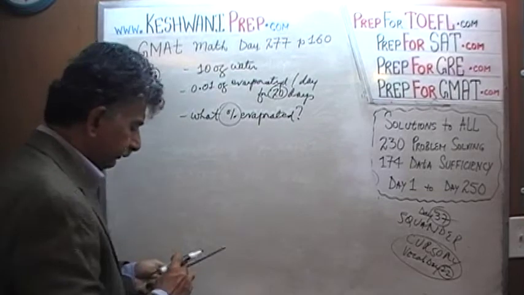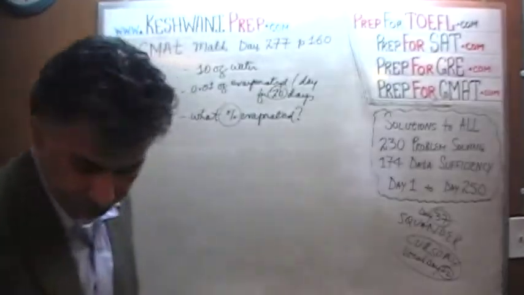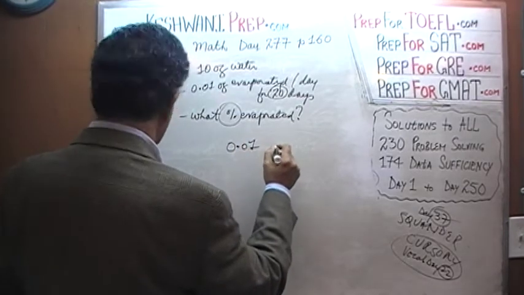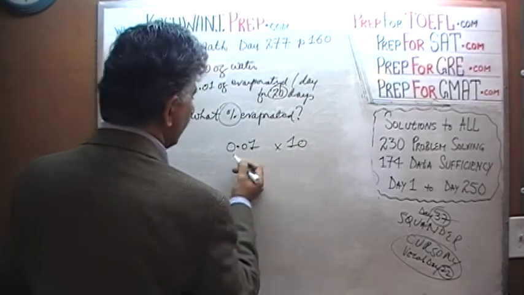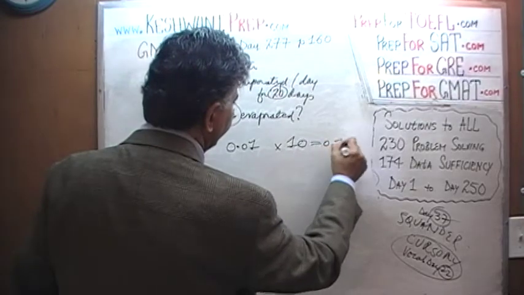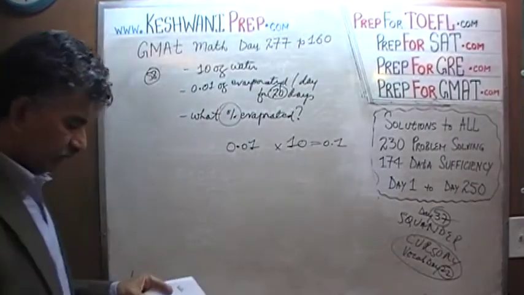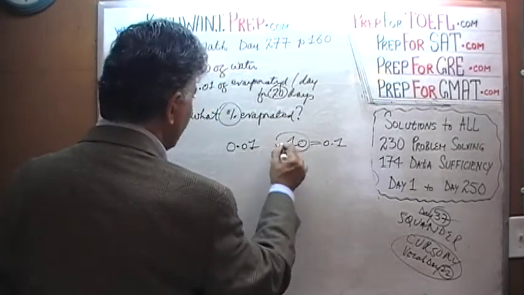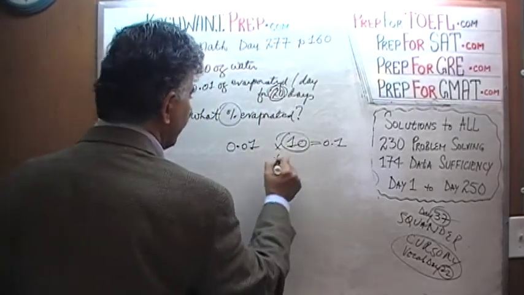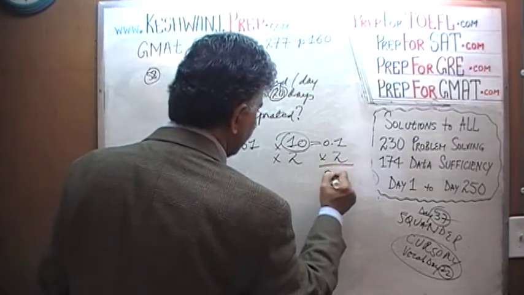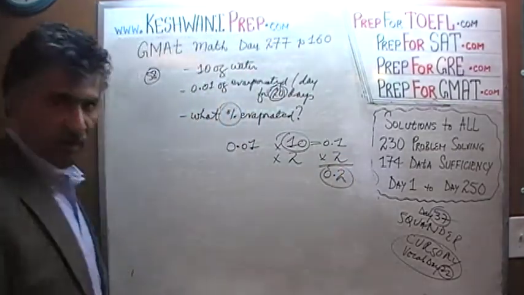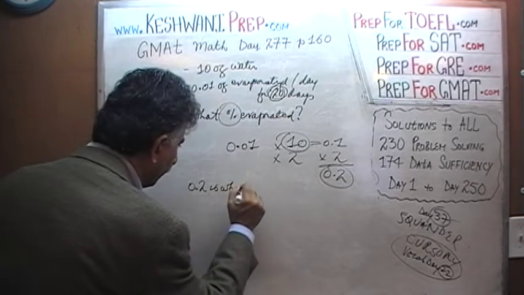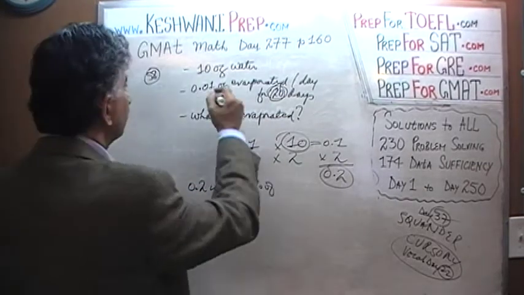So it's 0.01 ounce for 10 days. 0.01 times 10 would have been 0.1. But we do not have 10 days, we have 20 days. So multiply that by 2 and we find out that 0.2 ounce has evaporated. The question now is, 0.2 is what percent of what we started out with, 10 ounces.